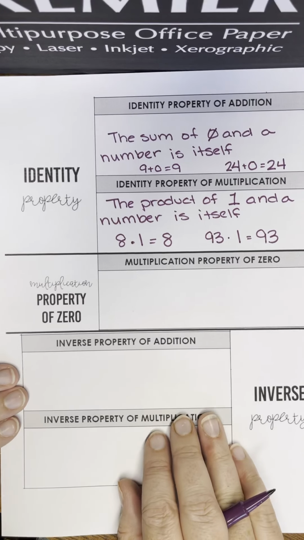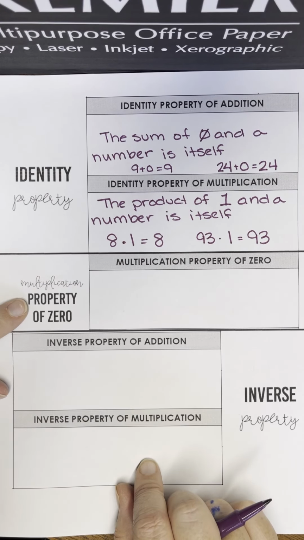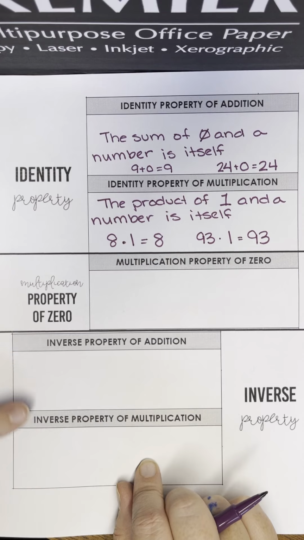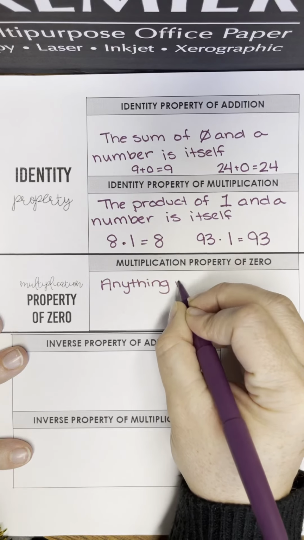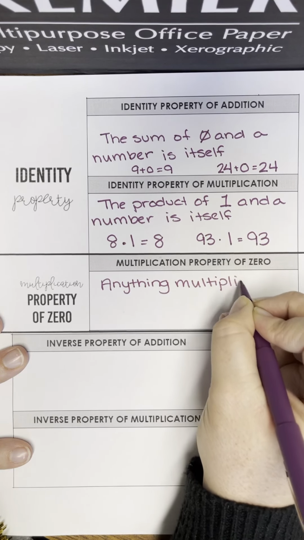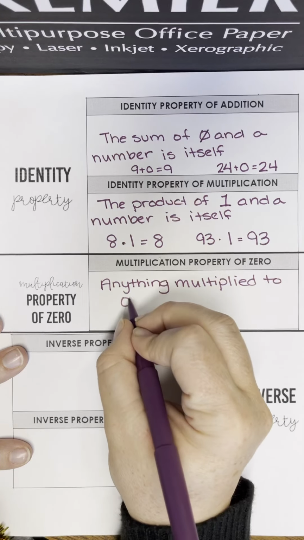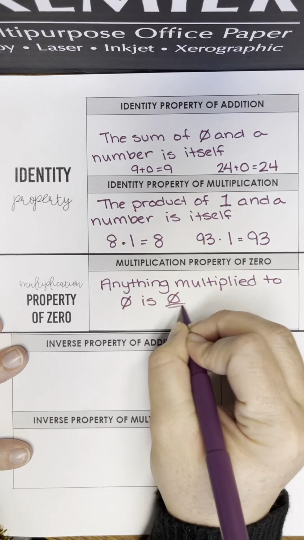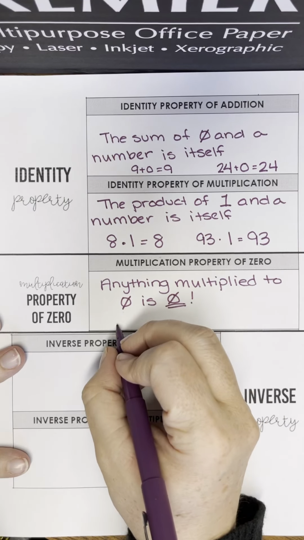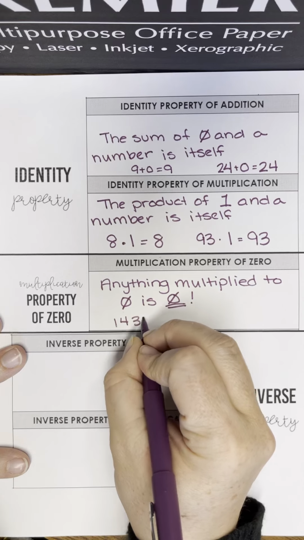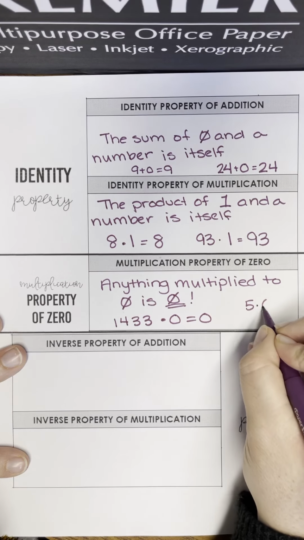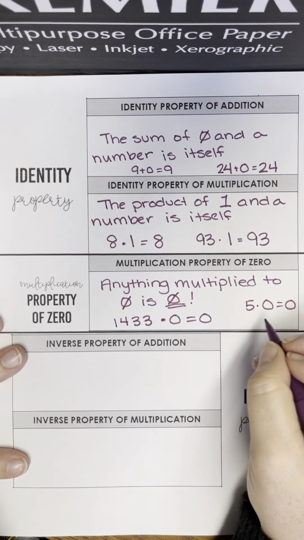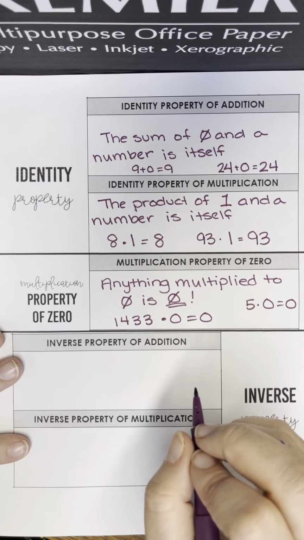Okay? Next up is the multiplication property of 0. So the multiplication property of 0 is anything, no matter what number, multiplied to 0 is 0. Okay, so no matter what the number is, 1,433 times 0 is 0. 5 times 0 is 0. Okay, no matter what it is, if we multiply it to 0, we are going to have 0 as our solution.